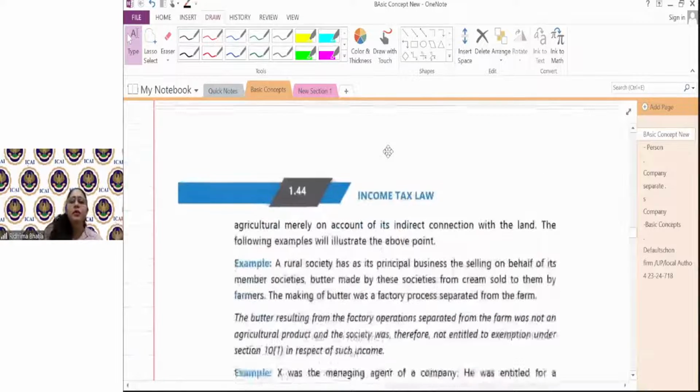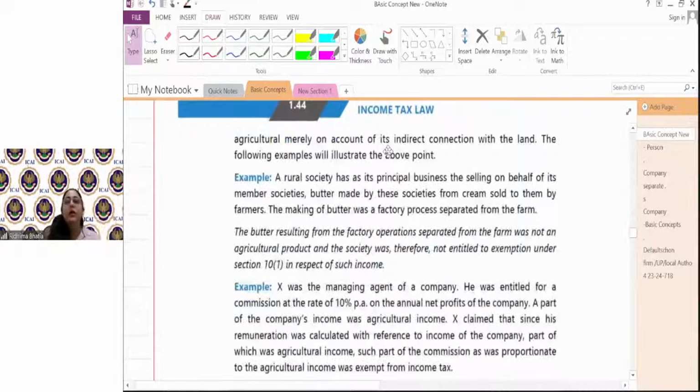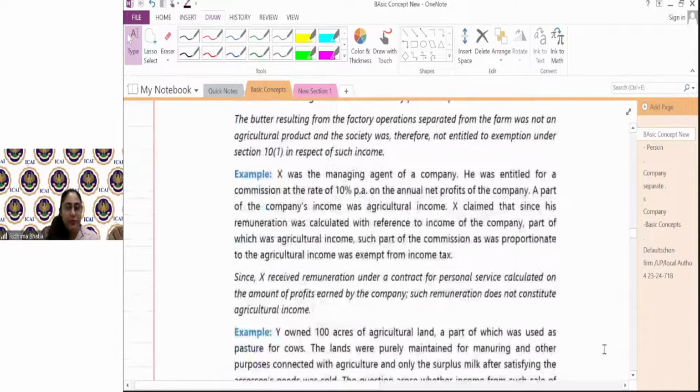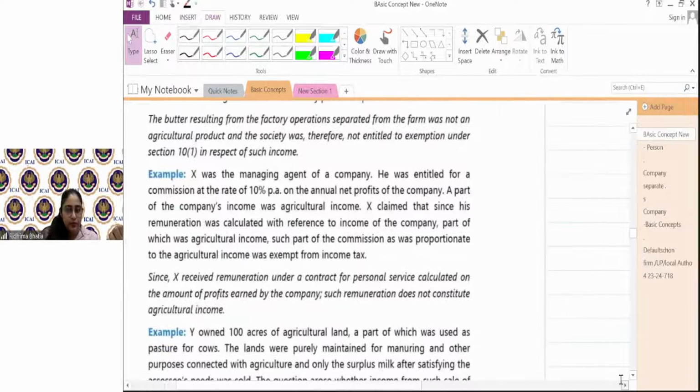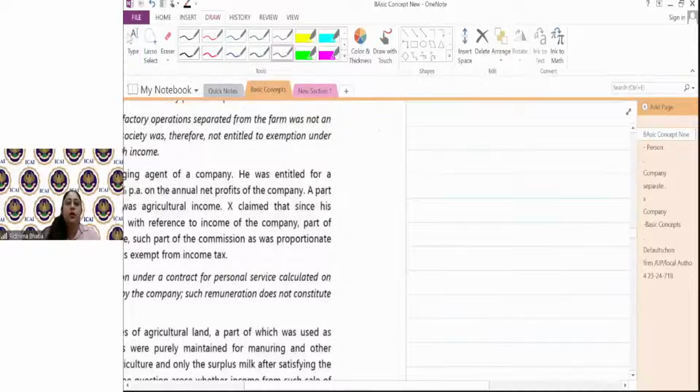Along with that, there have been some cases where it is specifically clear that having an indirect connection from agriculture or from land would not make it an agricultural income. For example, I am an investor, I have shares of a company, and that company makes completely its income through agriculture operations. Now, obviously, the income of the company is exempt. Company as a separate tax entity, their income is coming from agriculture operations, that would be exempt.